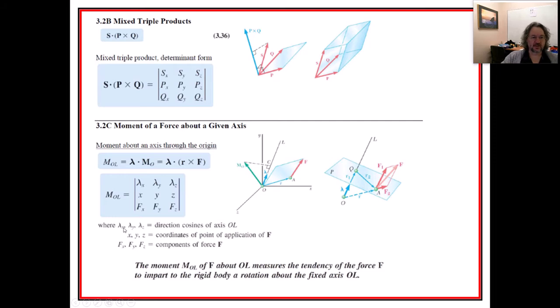And so these are all the lambda x, lambda y, lambda z's. We could put those right in there, so we could do it in one step, as opposed to finding the moment and then doing the dot product. We could stick it right inside this determinant and take the determinant. And so M_OL right here, that's the moment about O along L, is what they mean. It measures the tendency of the force F to impart a rigid body rotation about this fixed axis.